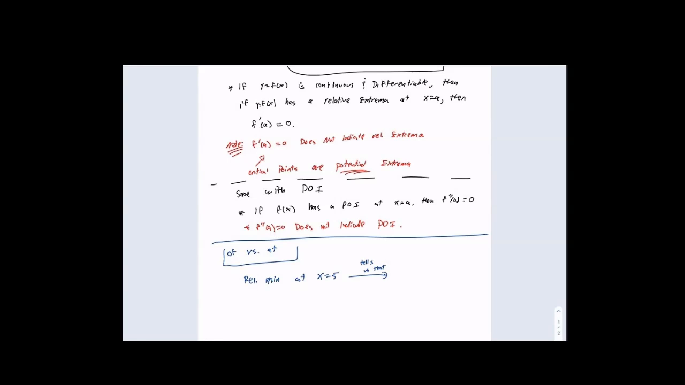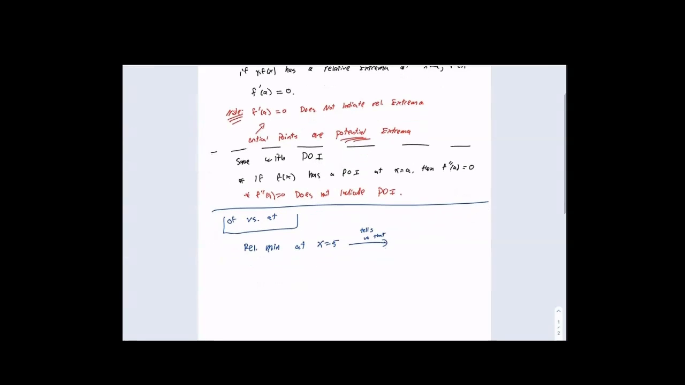Okay, so we're getting something close now. Okay, so we're getting some attempts. It's very good. It's not the sign analysis of f of x, it's f prime. So what this tells me is that there's a relative minimum at x equals 5. It tells me that f prime of 5 is 0.